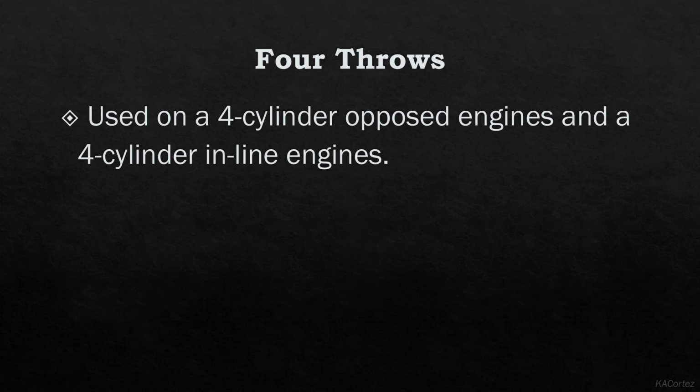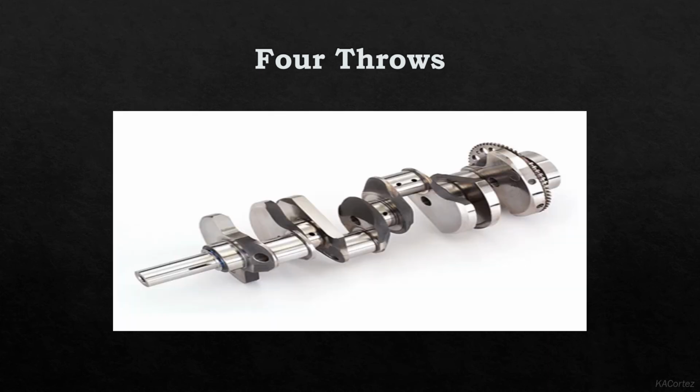Four throws. These are commonly used on four-cylinder opposed engines and four-cylinder inline engines. A typical four-throw crankshaft used in a horizontally opposed engine is machined as one piece with throws that are 180 degrees apart.